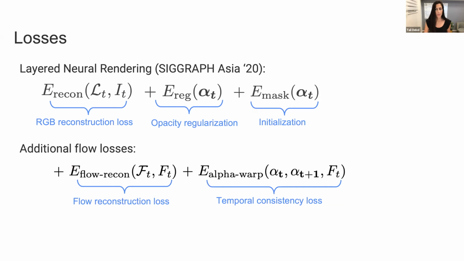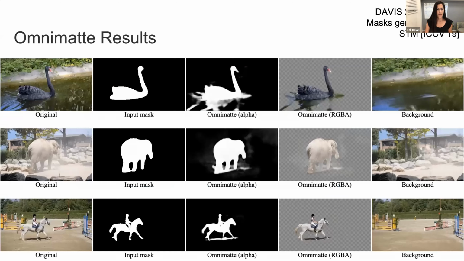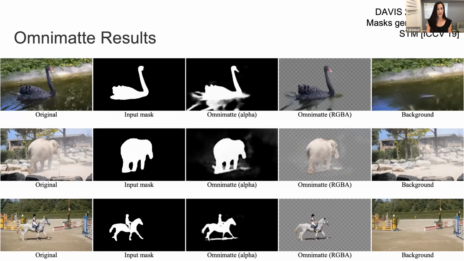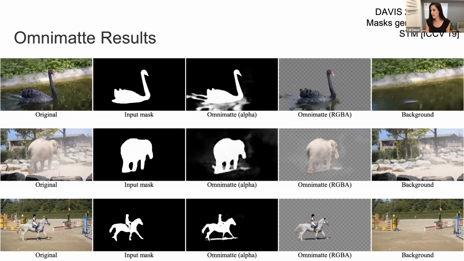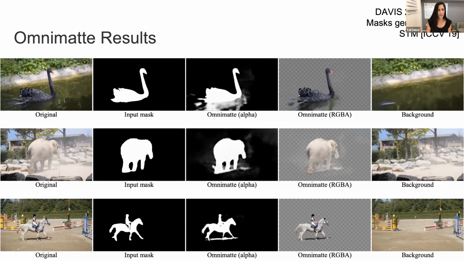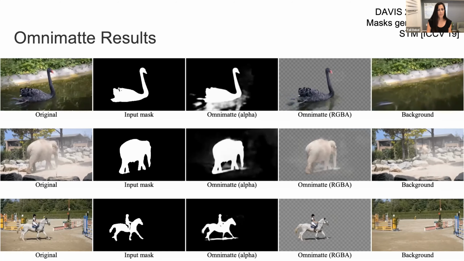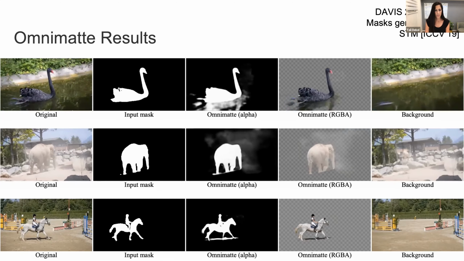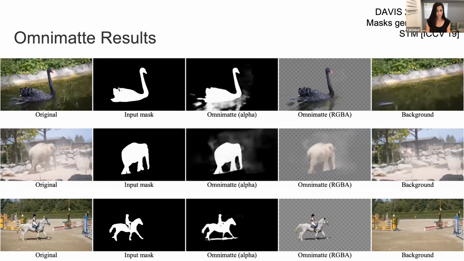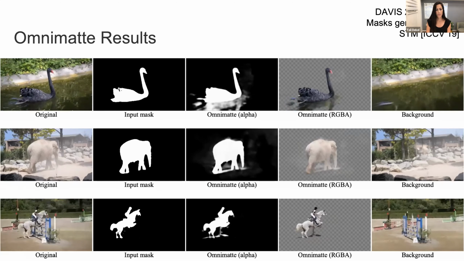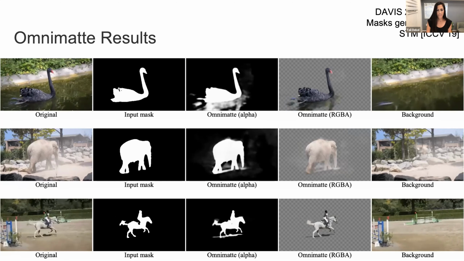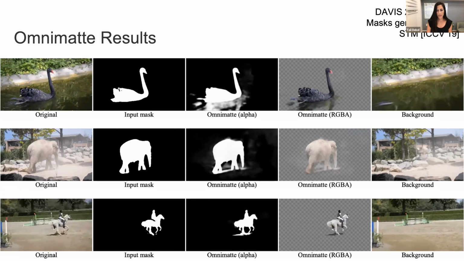So I'd like to show you a couple of results. These are results from DAVIS. As you can see here, we managed to nicely capture the swan along with the reflections in the water. In the second example, the elephant throws semi-transparent dust that we can extract quite well. And in the horse example, we are able to get the shadow very clearly and nicely here. You can see that the shadow is not visible in the background layer.